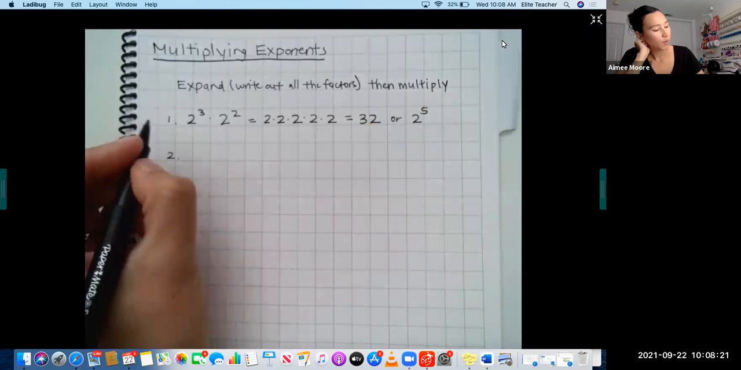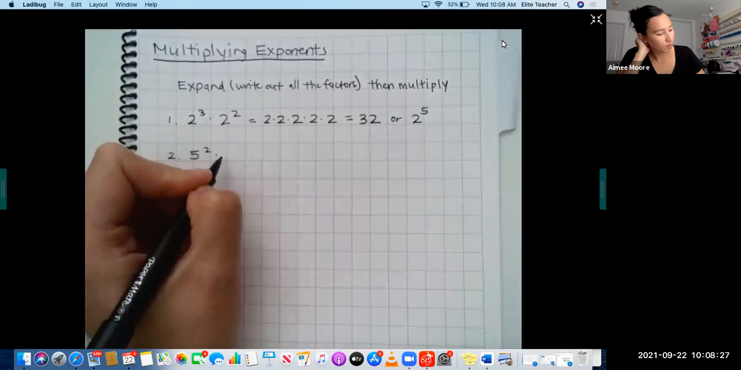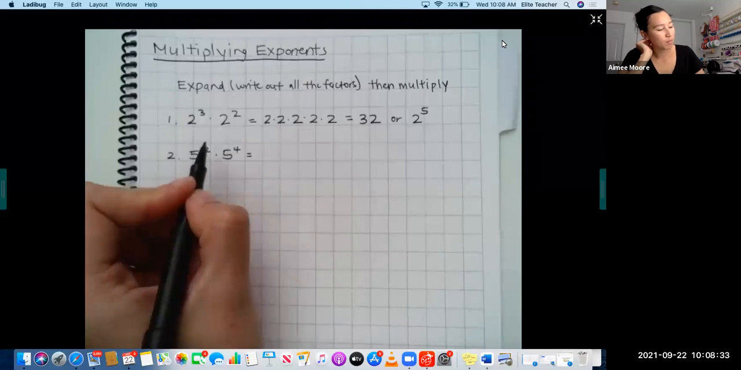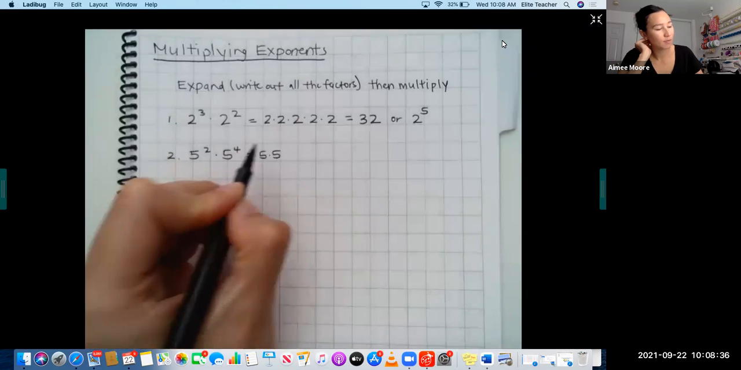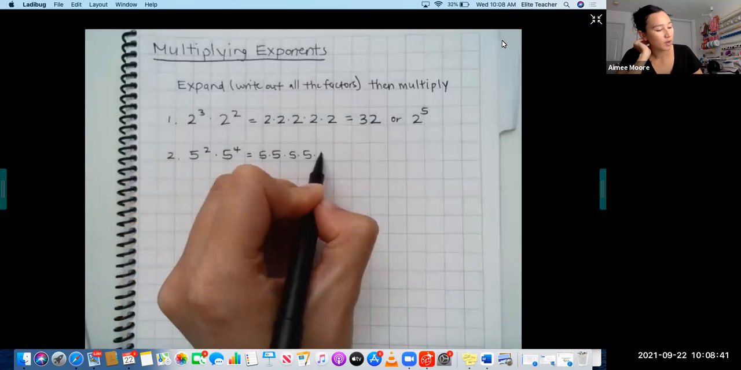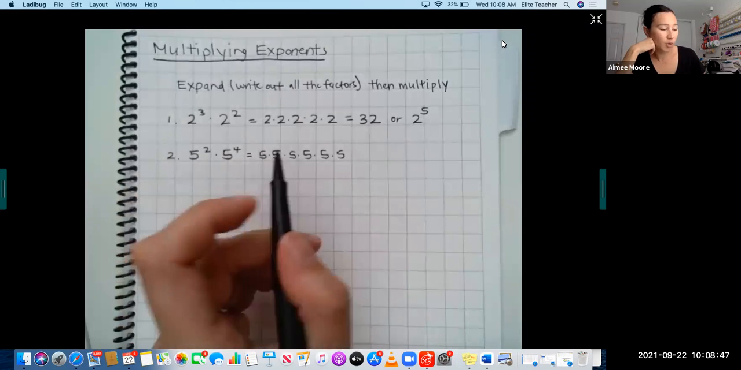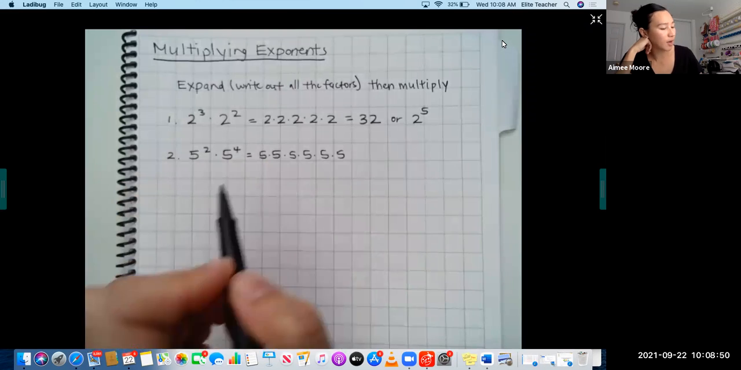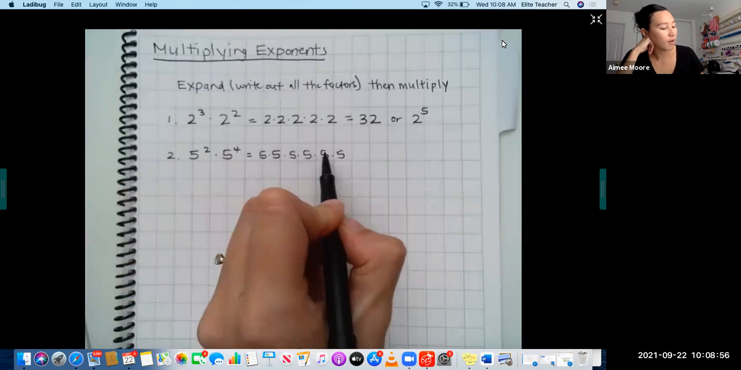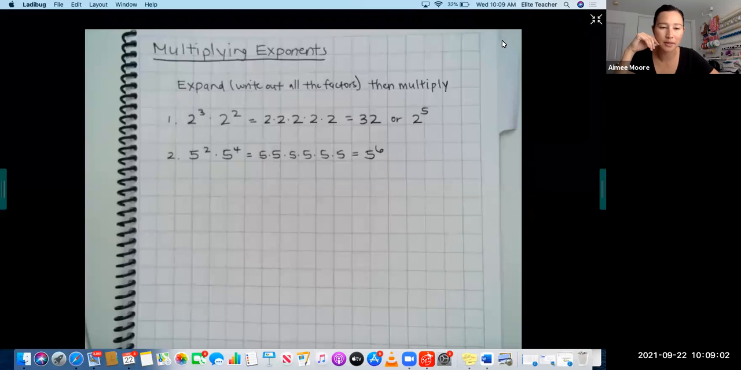Another example, what if we have 5 to the 2nd power times 5 to the 4th power? We have 5 multiplied 2 times, so 5 times 5, times 5 multiplied 4 times, so 1, 2, 3, 4. So we'll just leave it in exponent form because this is going to be a really large number. So we have 5 now is being multiplied 1, 2, 3, 4, 5, 6 times. So this would give us 5 to the 6th power.